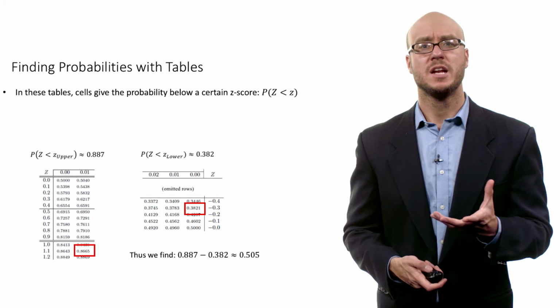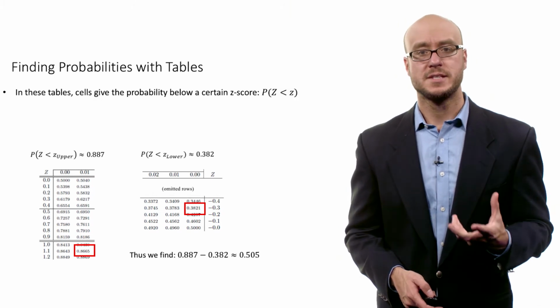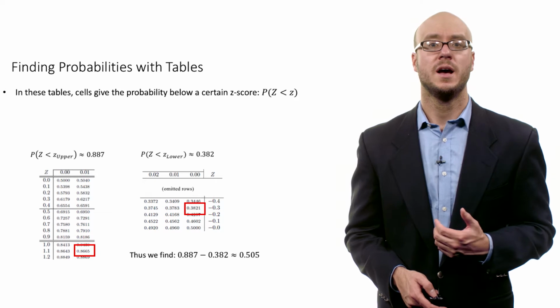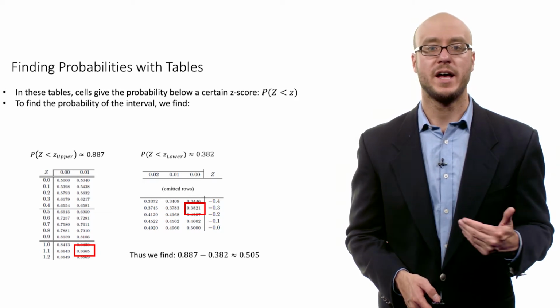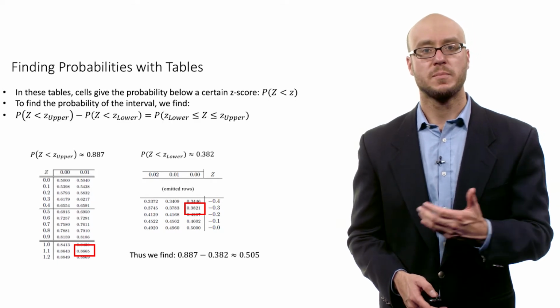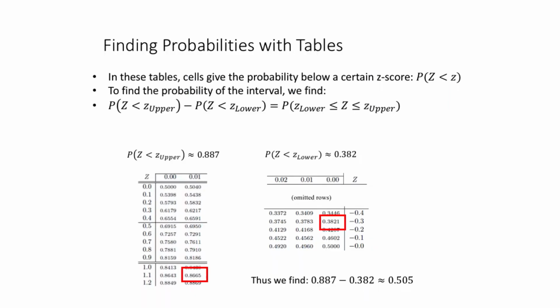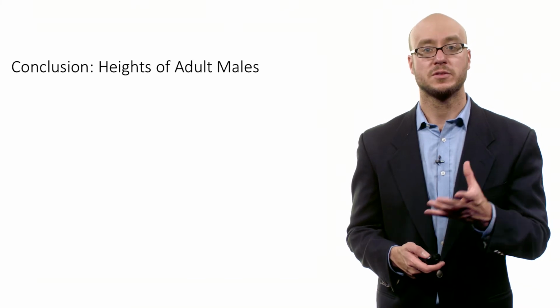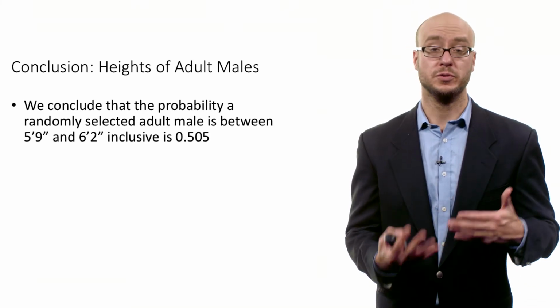Okay? We can also use normal probability tables. For these tables, we're given the probability below a certain z-score. Each of these cells gives us the probability of a z-score being below a certain cutoff value. So to find the probability of the interval, we take the probability of a z-score less than the upper value, subtract out the probability of a z-score less than the lower value, and that gives us the probability of a z-score within a particular range. When we use these cells, we find a probability equivalent to the statistical software.